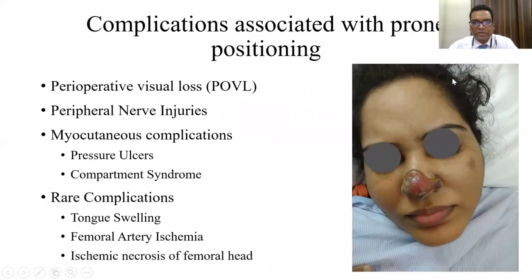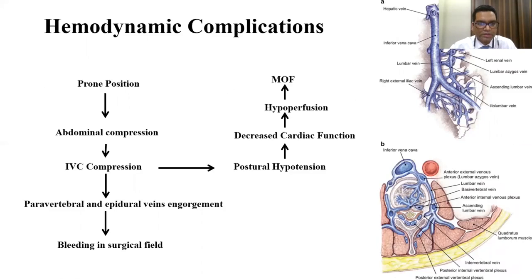The complications associated with the prone position are perioperative visual loss, peripheral nerve injuries, myocutaneous complications like pressure ulcers and compartment syndrome, rare complications like tongue swelling, femoral artery ischemia, ischemic necrosis of the femoral head, and hemodynamic complications. In the prone position, there is pressure in the abdomen, so the IVC gets compressed, the paravertebral and epidural veins get engorged, and there is bleeding in the surgical field. And sometimes because of the IVC compression, there is postural hypotension, decreased cardiac function, hypoperfusion, and multiple organ failure.